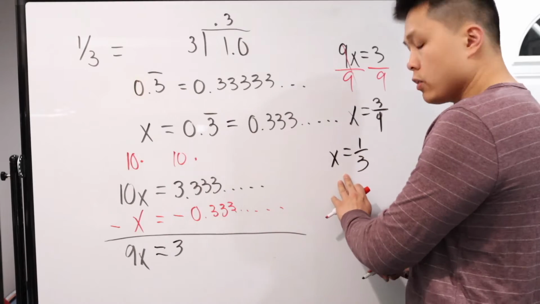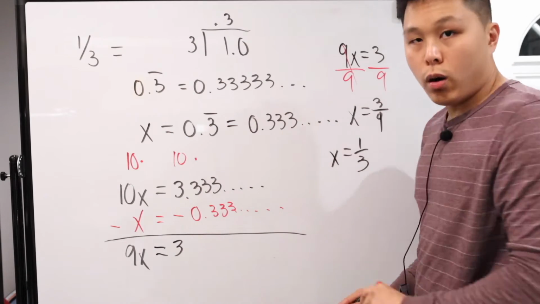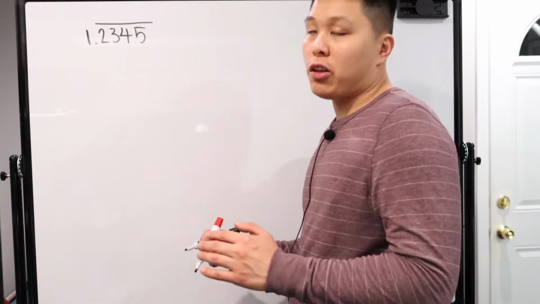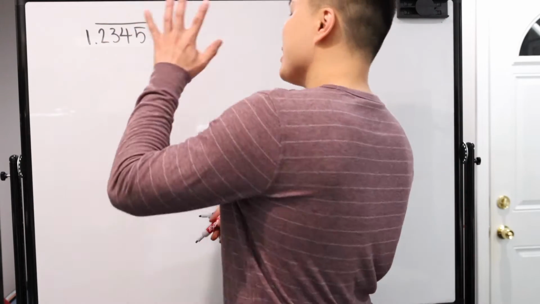And there it is. This is what we're looking for, right? The fraction in what this decimal represents, 1/3. All right, so let's look at another one, more complicated, right? 1/3 was way too easy. Why are we going to waste our time with that? Let's look at something like this.